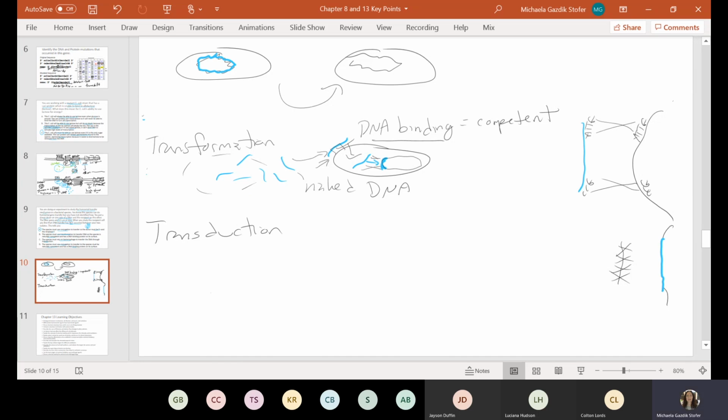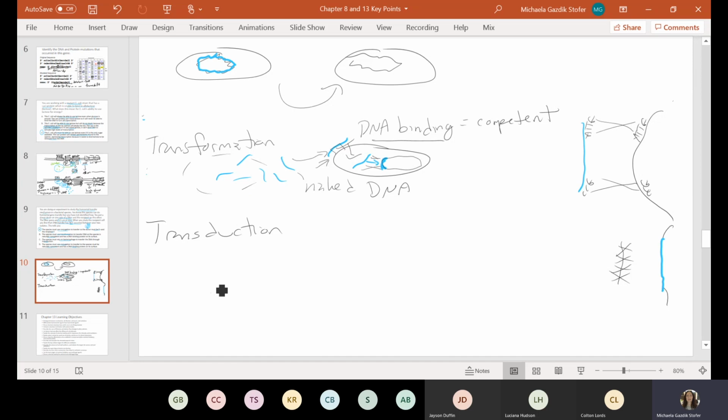Any other questions before I move on? Okay, so transduction is when we're using those bacteriophage. Remember, this is the one where the bacteria aren't actually doing anything. They just get lucky and gain a new piece of DNA instead of being infected by a virus.